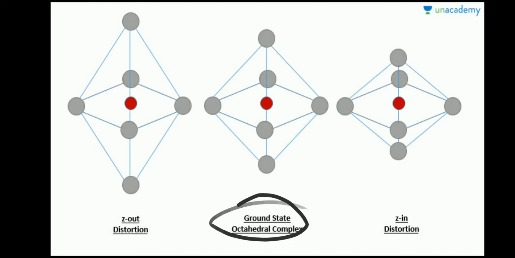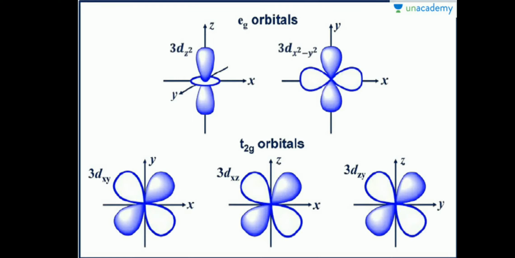Now, if you remember my introductory classes where I explained why d orbitals split, there I explained how your d orbitals are being assigned. You have five d orbitals, among which three are aligned in between the axes, and two are aligned on the axis. These are called your axial orbitals, dz square and dx square minus y square, and they are aligned along the axis.